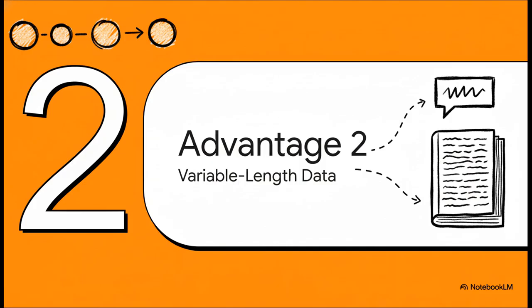Now, having this memory gives RNNs another massive advantage. I mean, think about it. Real-world data is messy, it's not all the same size. A sentence can be 3 words or it can be 30. A song can be a minute long or 10 minutes long. RNNs are built to handle this kind of variable length data beautifully.